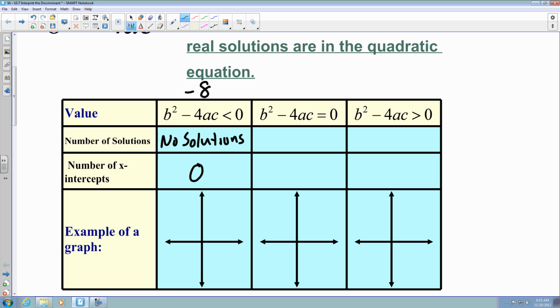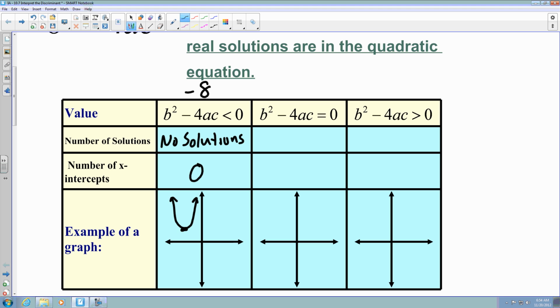And an example of this on a graph would look something like this, where say if our a was positive and it was going in an upward direction, it looks something like this, and the vertex wouldn't quite cross the x-axis, and there I'm highlighting where the vertex would be located. And that would be a graph that would have a negative number in our discriminant.